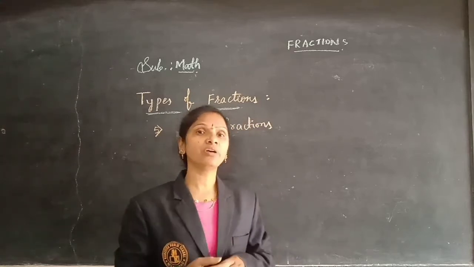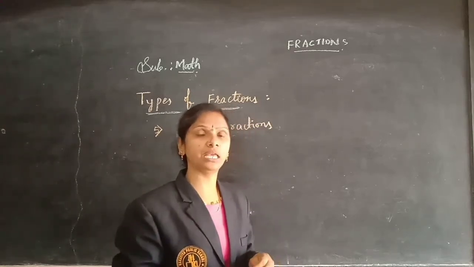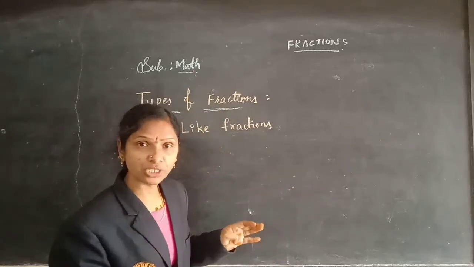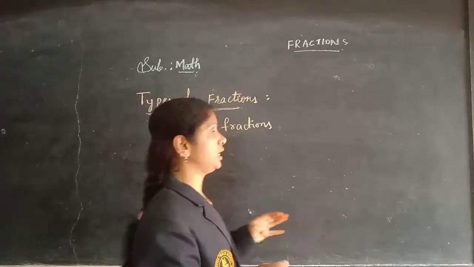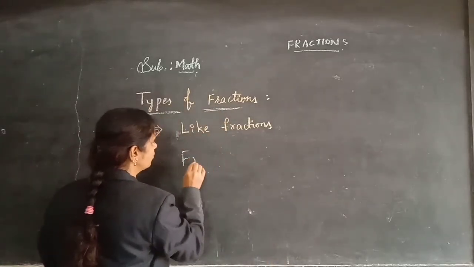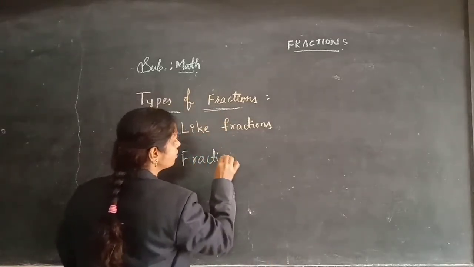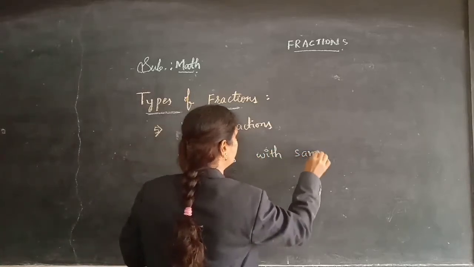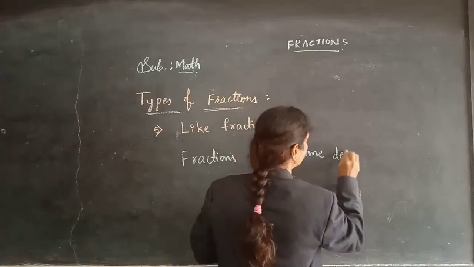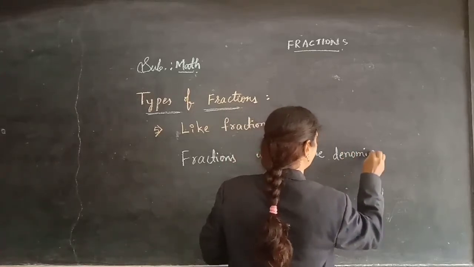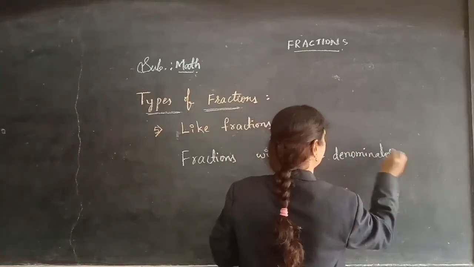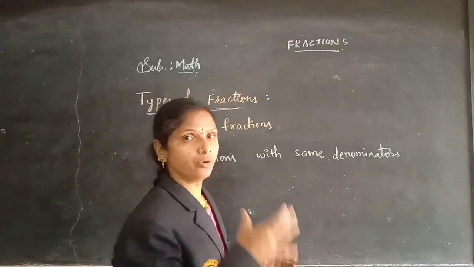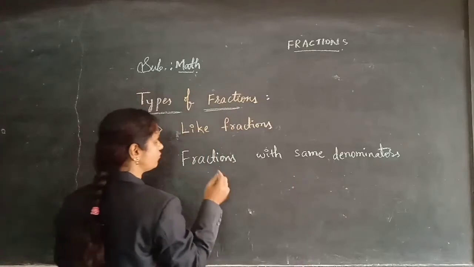And how should we take more than one fraction here? With the same denominator. Like fractions means fractions with the same denominator. Here we require more than one fraction to say the fractions are like.